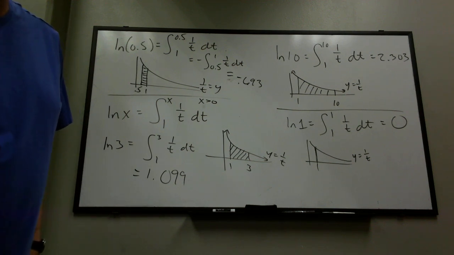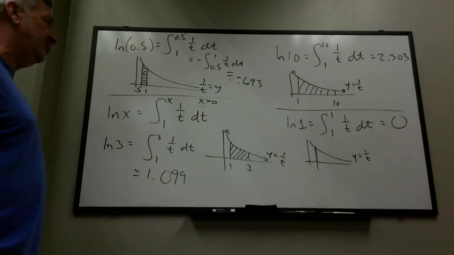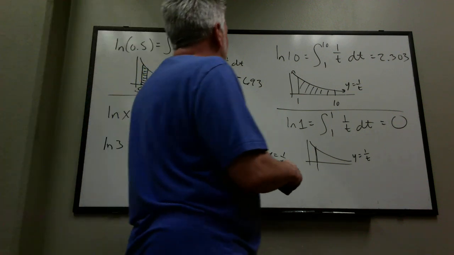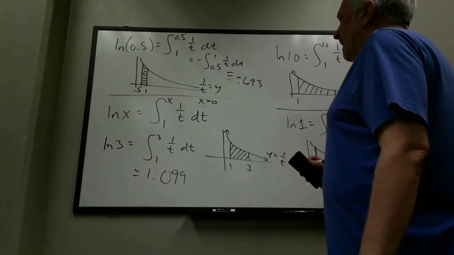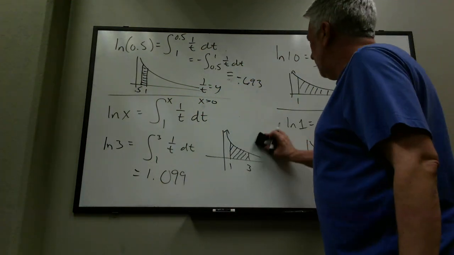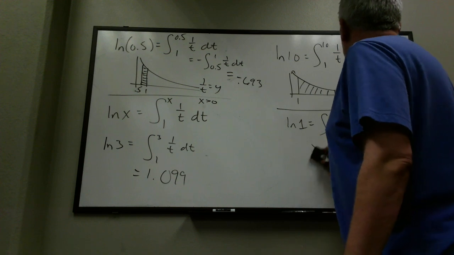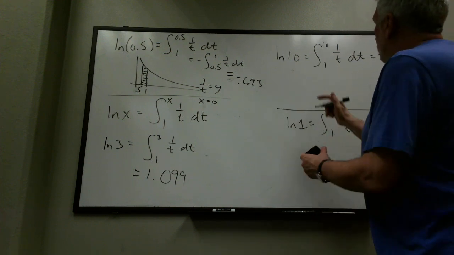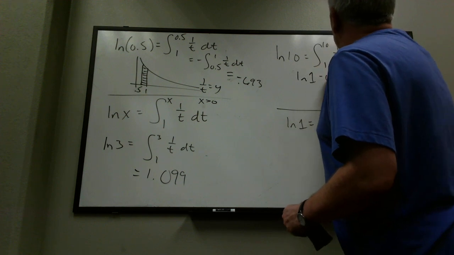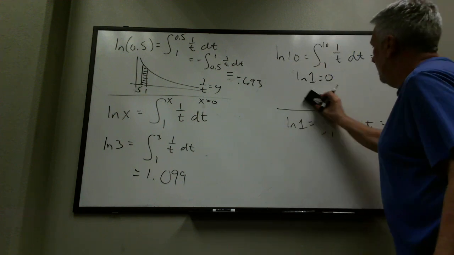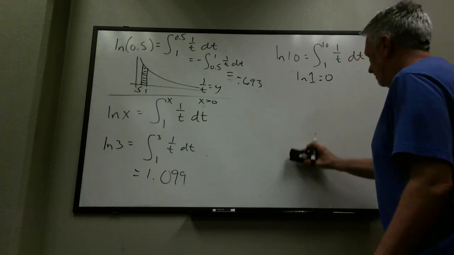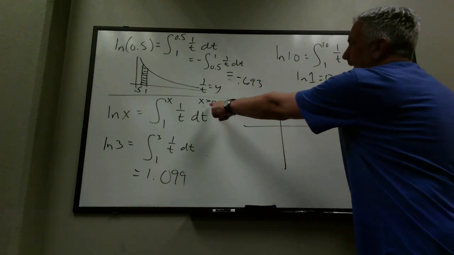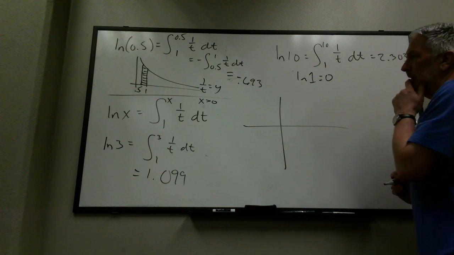It says sketch the graph. So based upon these few values we have, they want us to sketch the graph of natural log of x, this function here. Let me make some room. Okay, so here natural log of 1 is 0. Now I have room to draw the graph. So we're plotting points for natural log of x. Again, the domain is positive, so we don't have any graph over here.